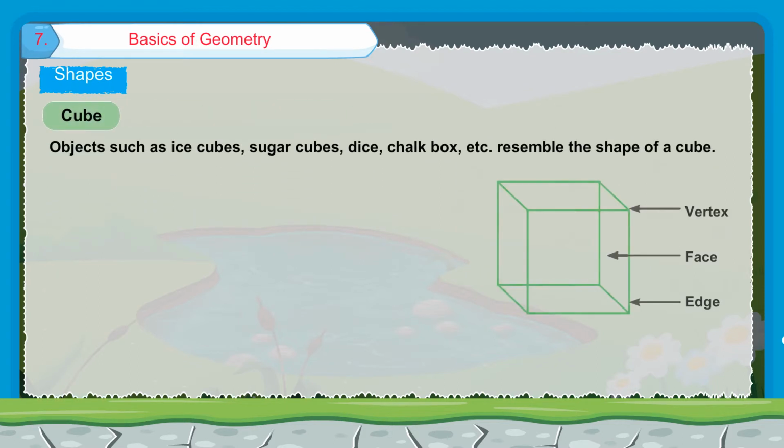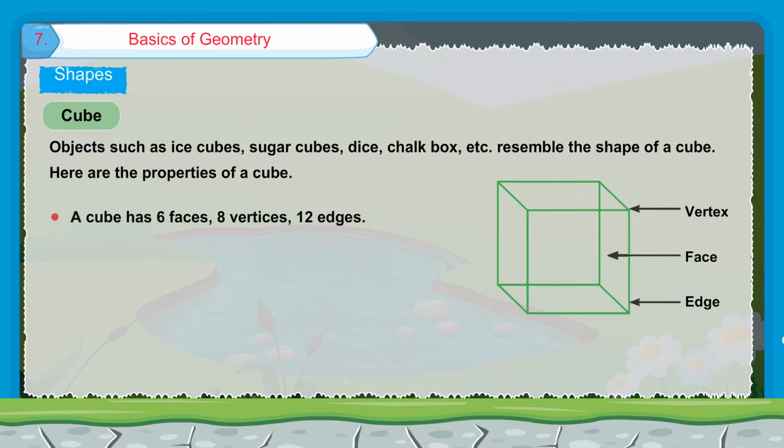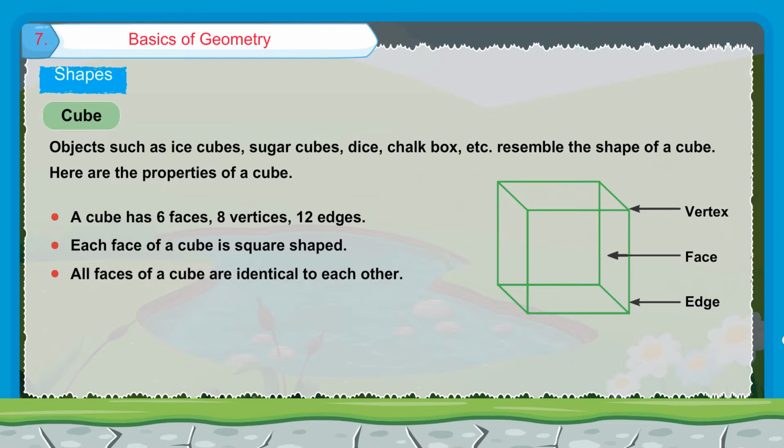Cube. Objects such as ice cubes, sugar cubes, dice, chalk box, etc. resemble the shape of a cube. Here are the properties of a cube. A cube has 6 faces, 8 vertices, 12 edges. Each face of a cube is square-shaped. All faces of a cube are identical to each other.